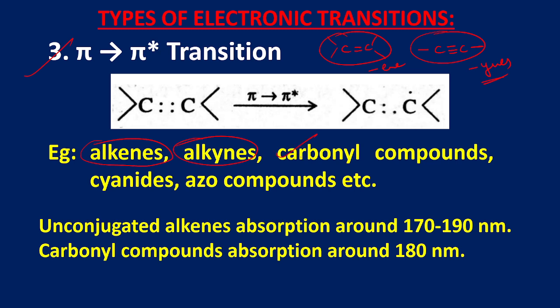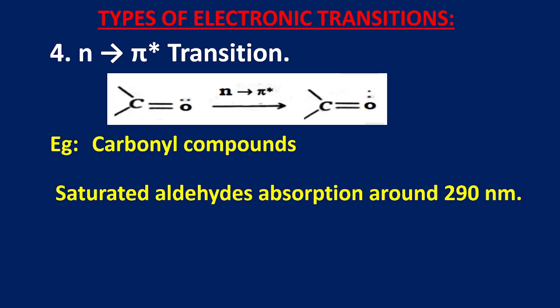In some carbonyl compounds and cyanides as well as azo, N double bond N is called the azo group. In azo groups, in cyanides, in carbonyl compounds, alkenes and alkynes, what type of transition is possible? Pi to pi star transition is possible. And the last transition is the n to pi star transition. In what type of molecules is n to pi star transition possible?